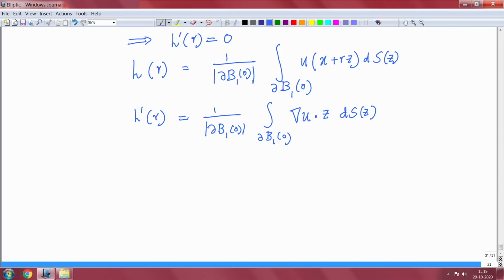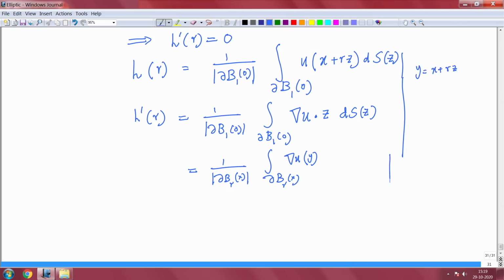Now come back to the original thing. If you come back by making a dilation and translation in the other direction, this becomes the boundary of B_r(x). Again at the point x you get the integral over the boundary of B_r(x). I am repeatedly using the same thing. Now you will have grad u back at y. Your change of variable in this direction is y equal to x plus r z.